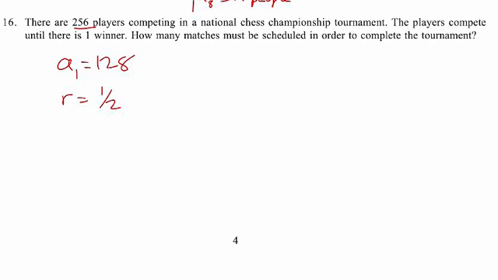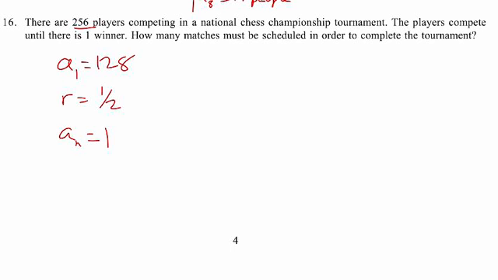Now, what we need to figure out is, first of all, how many rounds it takes to get to just one final game in the final round, the championship. So we're going to say A sub n. We don't know what n is. n is our number of rounds. We need to find what that is. But we know our last round is going to have exactly one game. Now, since this is a geometric sequence, we can just plug that in.